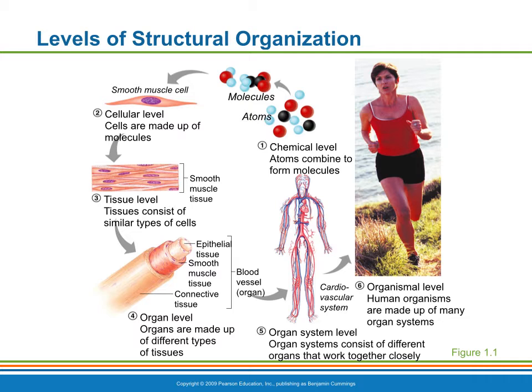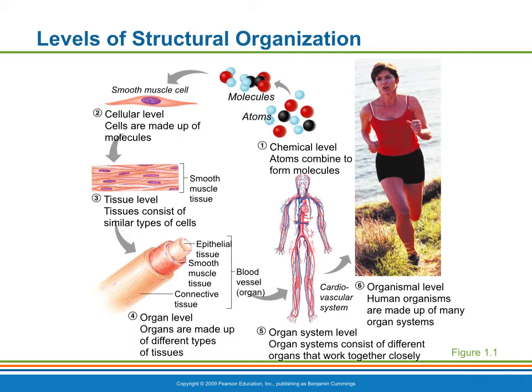Then we have the tissue level. That's groups of cells having common function. Then we have the organ level. It's made of discrete structures that are composed of at least two groups of tissues that work together to form a specific function. In this example here, you can see that we have actually 3 different types of tissues.